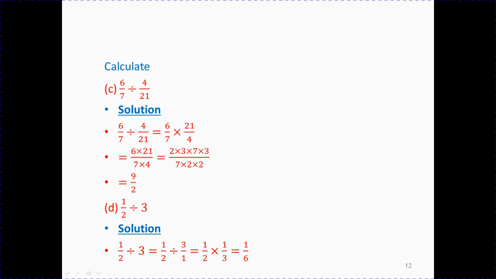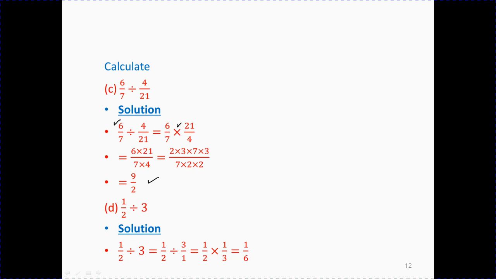Now, C and D are about division. Now, 6 over 7 divided by 4 over 21. I'm going to keep the first fraction, change to multiplication, and take the reciprocal of the second. So I kept the first one, then it is multiplication. Then I take the reciprocal: instead of 4 over 21, now it's 21 over 4. Then multiply 6 times 21 divided by 7 times 4. So this will be finally 9 over 2.